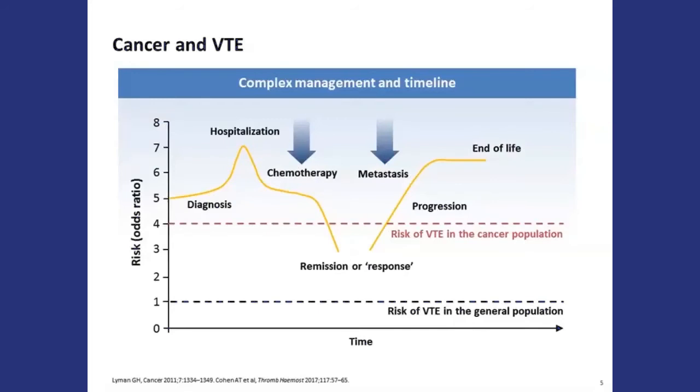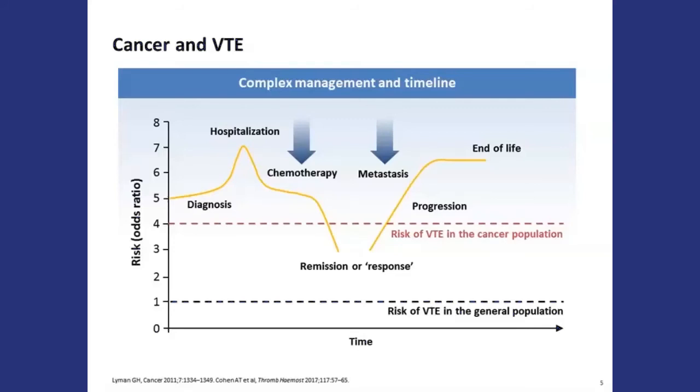But for our cancer patients, you can see there are a lot of ups and downs. That red line is the generic risk for the cancer-associated population. The black line on the bottom is the risk of the general population. But the cancer patient can go up quite far above this, even the cancer risk line, if they get hospitalized or if they have progressive cancer, metastatic disease, end-of-life care.